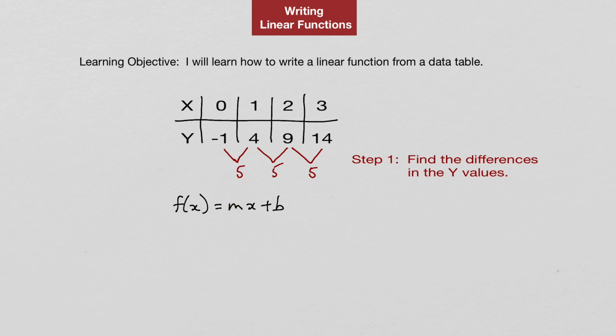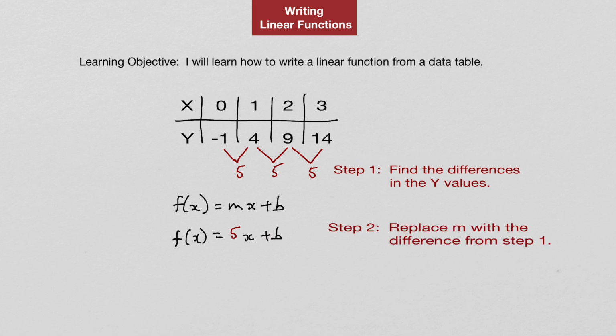So we will write the following. F of x is equal to 5x plus b. So that is step number 2. And there is step 2. Now, the last step is we are going to need to find the value of b.